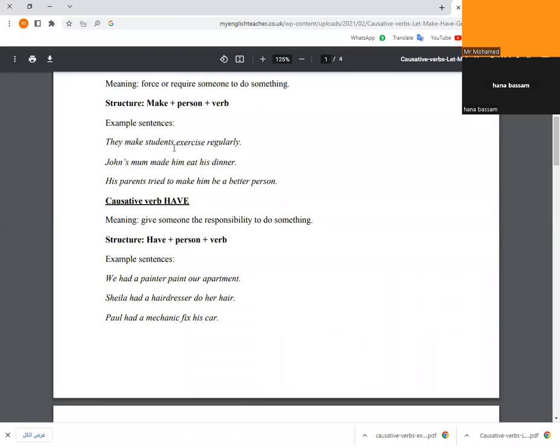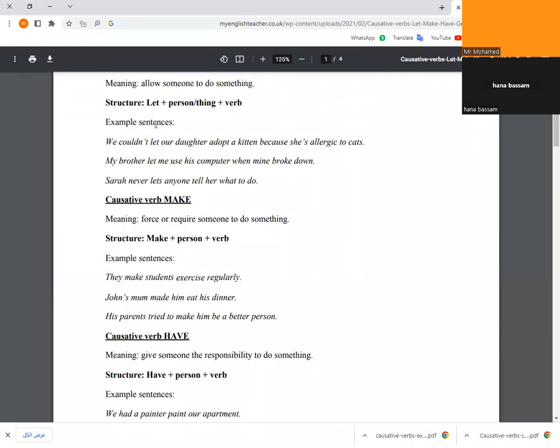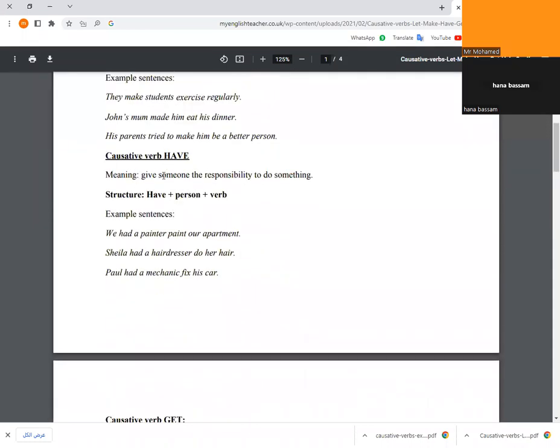So here there is no force and no, here we're not talking about allowing someone to do something. No, just have, it means you ask someone to do something for you. So it's his responsibility or her responsibility to do this for you. For example, when I say we had a mechanic fix our car, so here it's the mechanic's responsibility to fix it. So we start by subject and then have and then the person who is responsible for doing something for us, and then the main verb.